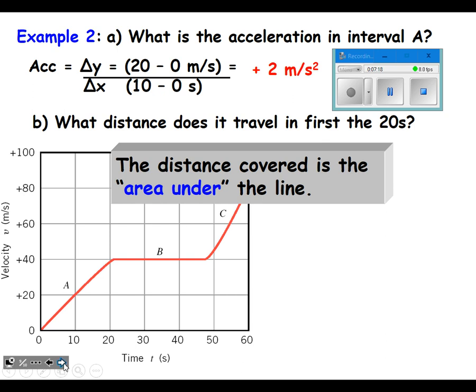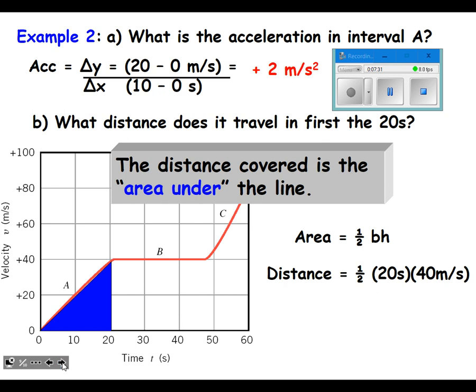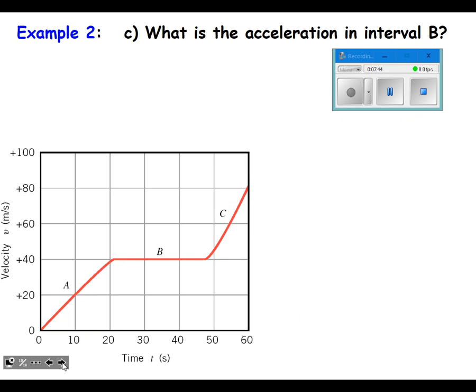Well, in the first 20 seconds, the area under the line is a triangle. The way to find the area of a triangle is 1/2 base times height. So 1/2 base times height would tell me it's 1/2 times 20 seconds times 40 meters per second, which would then give me 400 meters. So I could say that it traveled 400 meters in the first 20 seconds.